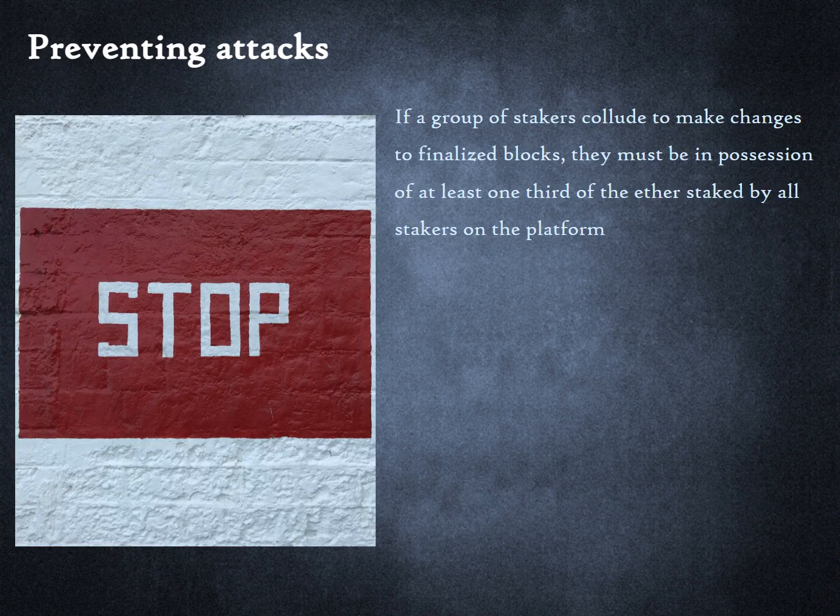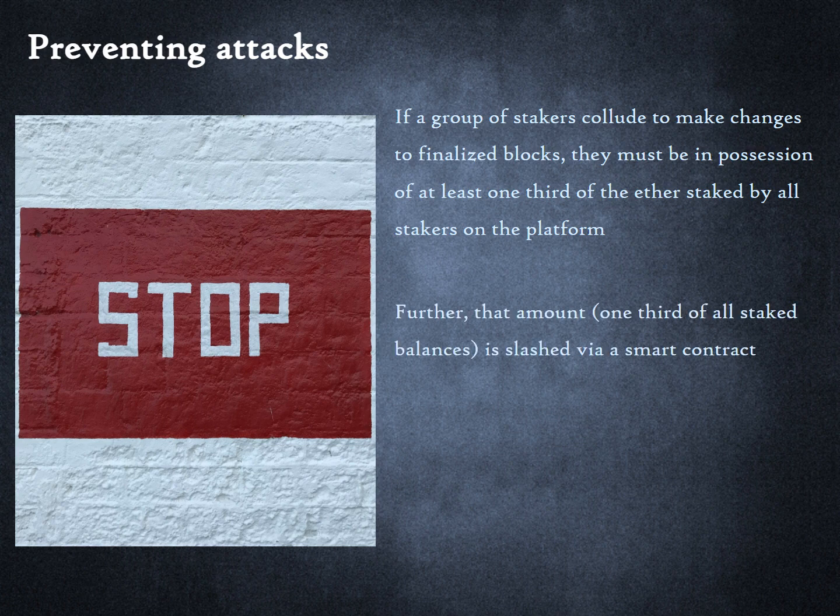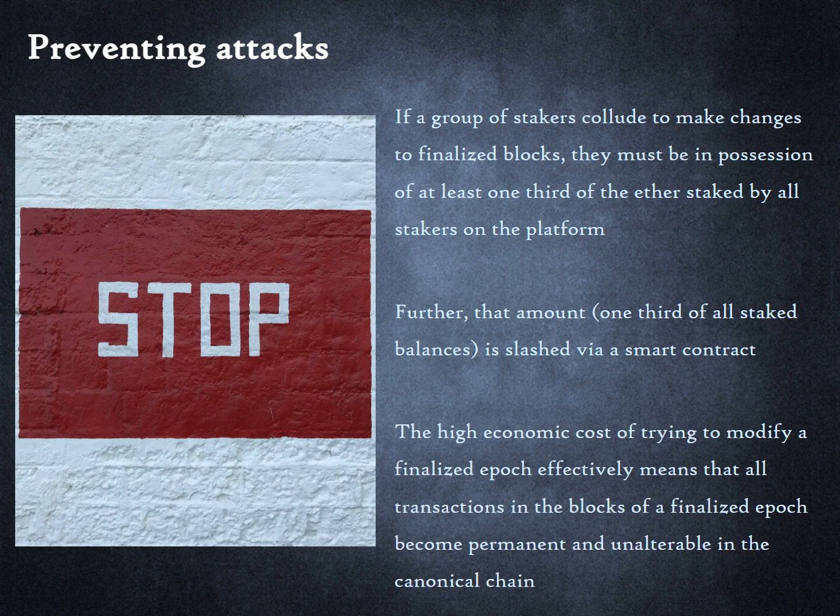As per Ethereum rules, if a group of stakers collude to make changes to finalized blocks, they must be in possession of at least 1/3 of the Ether staked by all stakers on the platform. Further, that amount, meaning 1/3, is slashed via a smart contract. This would amount to millions of dollars and would be economically catastrophic for the stakers. The high economic cost of trying to modify a finalized epoch effectively means that all transactions in the blocks of a finalized epoch become permanent and unalterable in the canonical chain.